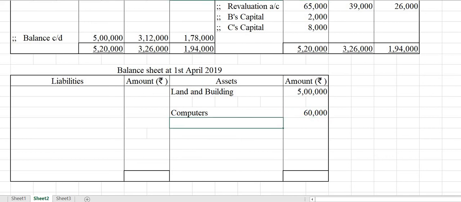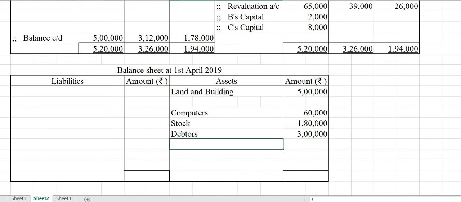Then next comes stock. Stock has decreased. 20,000 decreased and reached 1,80,000. Then after that, sundry debtors. There is no deduction because all the debtors are found good, 3 lakh can be written here. And next, after sundry debtors, we have cash in hand and cash at bank. Cash at bank has no change. 30,000 will be written. Cash in hand also in the same way. There is no change here also.